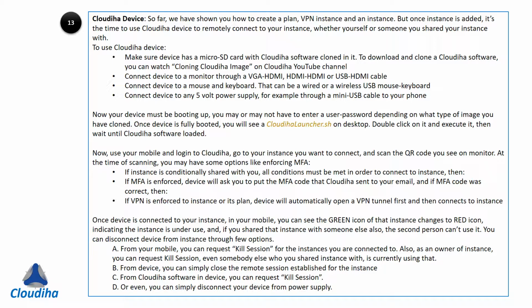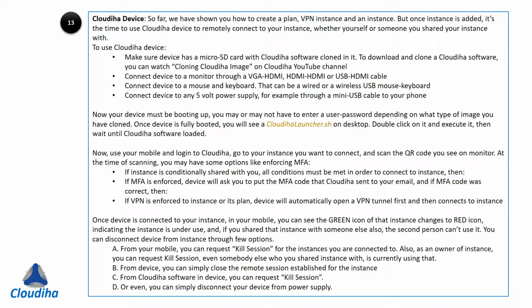Connect the device to a monitor through a VGA HDMI, HDMI, or USB HDMI cable. Connect the device to a mouse and keyboard. That can be a wired or a wireless USB mouse and keyboard. Connect the device to any 5-volt power supply, for example, through a mini USB cable to your phone.